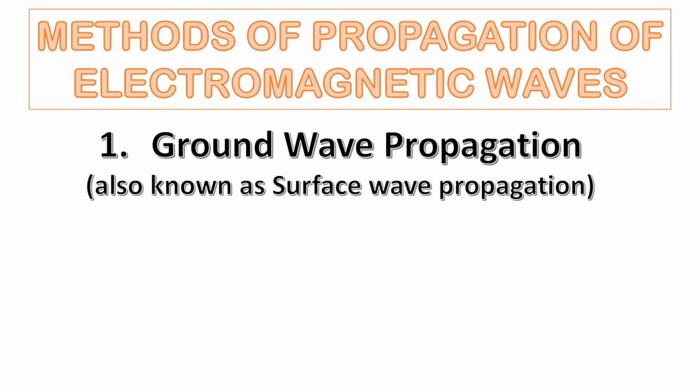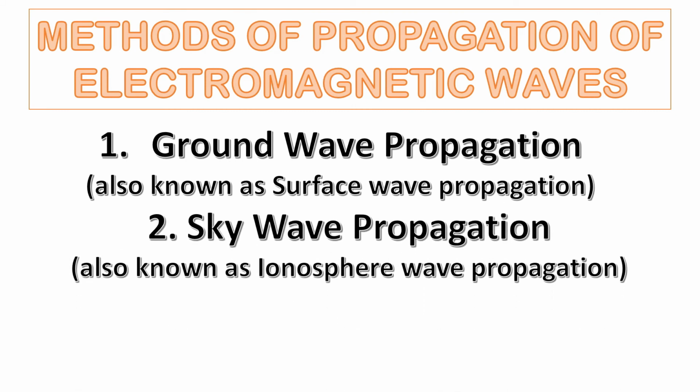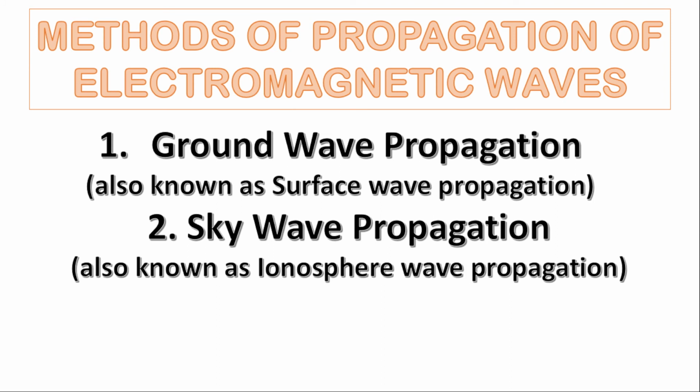Second, we have skywave propagation, also known as ionosphere wave propagation. It refers to radio wave propagation via the ionosphere. This happens when electromagnetic waves travel towards the sky after propagation and are reflected back to the Earth from the ionosphere.